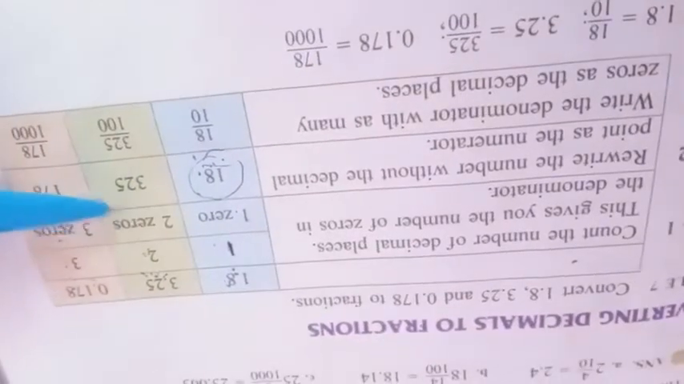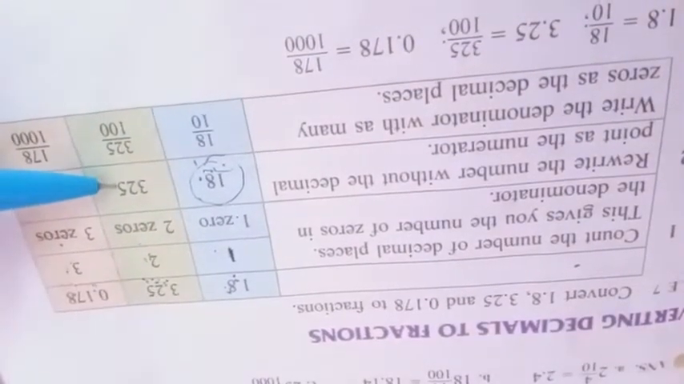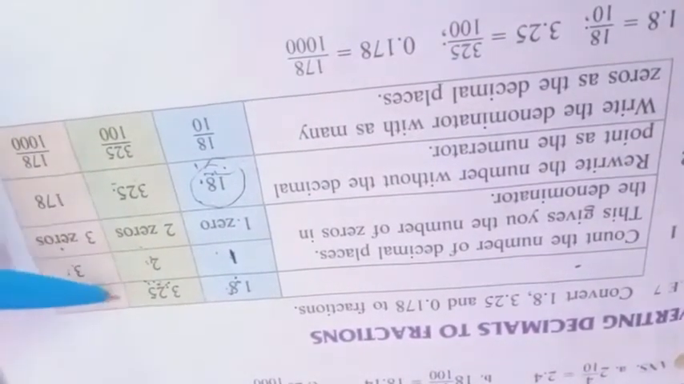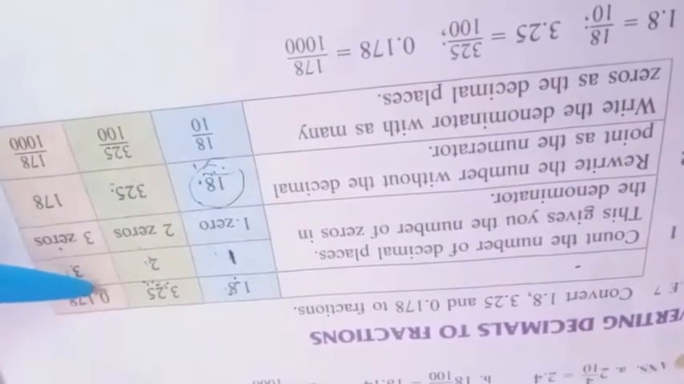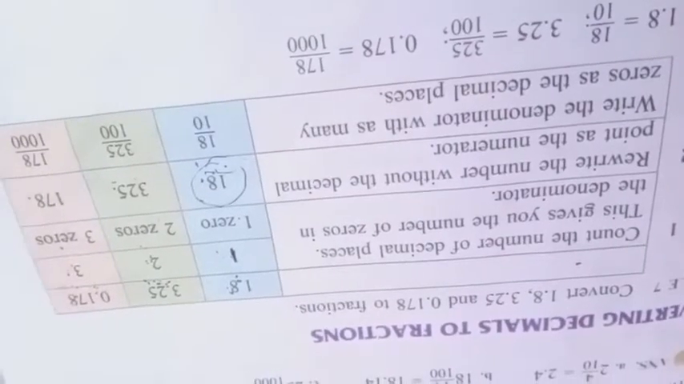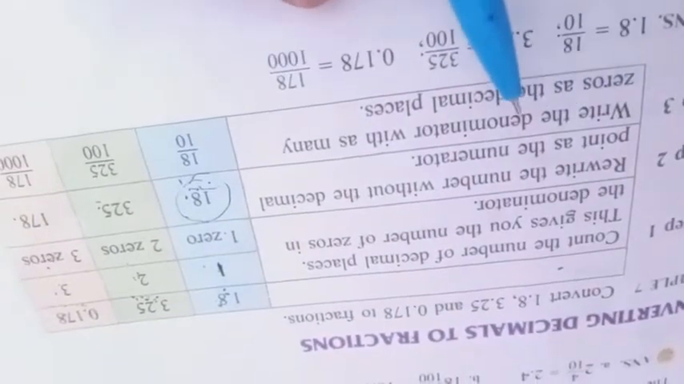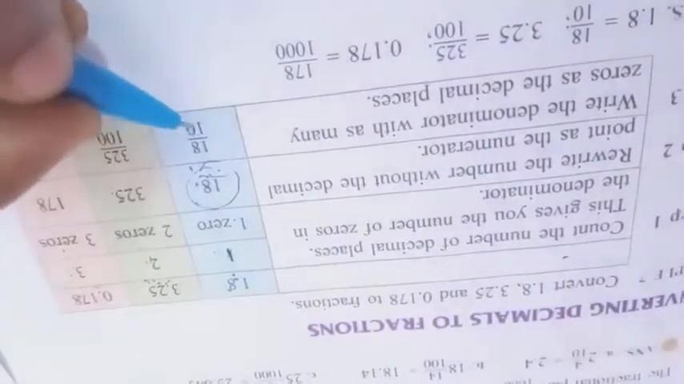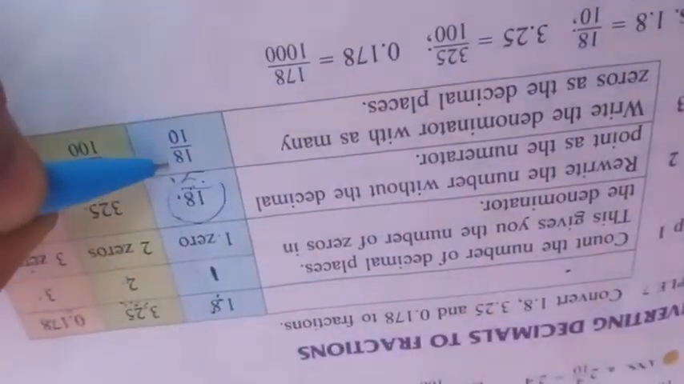And then 3.25, we have to write as 325. 0.178, we have to remove the decimal point, and if there is a 0 also, don't write it. 178. Got it? This is the number without the decimal point. And then step number 3, write the denominator with as many zeros as the decimal places. Now how many zeros can we write here, students? We have here 18.